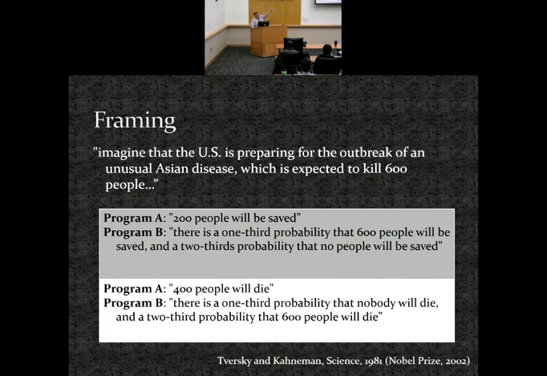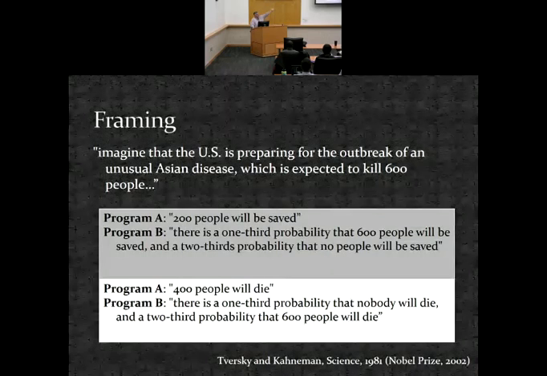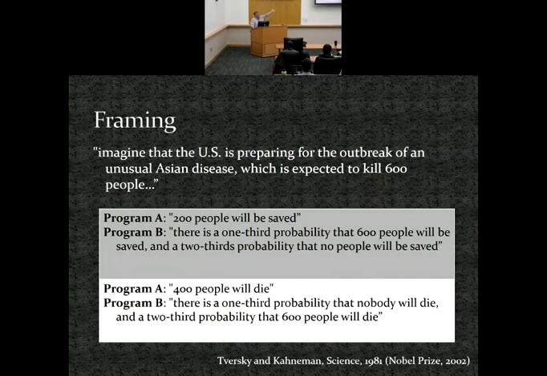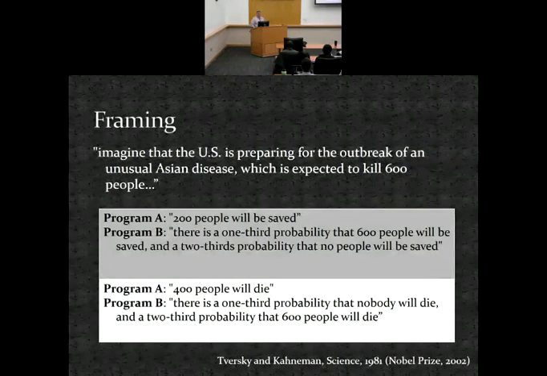Then the people on the bottom got the same numbers, except instead of framing them as gains, you're saving people, they framed them as losses. People are dying. Program A, 400 people die. Program B, a 1/3 probability that nobody will die, a 2/3 probability 600 people will die. And these are the results.